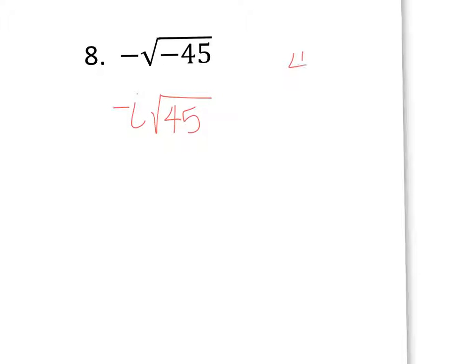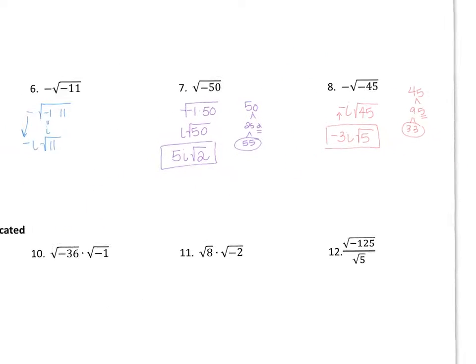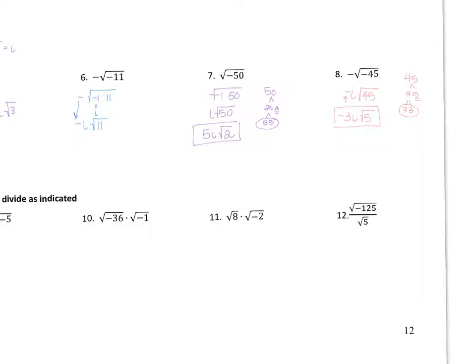Well, 45 can be reduced to 9 and 5, and 9 can be reduced to 2 factors of 3 and 3. So if I have 3 and 3, these guys are going to come out, and my 5 is going to be left. I'm going to have negative 3i, because I still have a negative right there, so I do have to bring it down. And then I'm going to have a 5 left, so I have a 5 on the inside. So that is how you're able to reduce square roots into complex numbers.